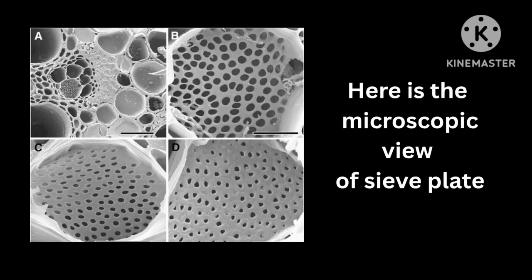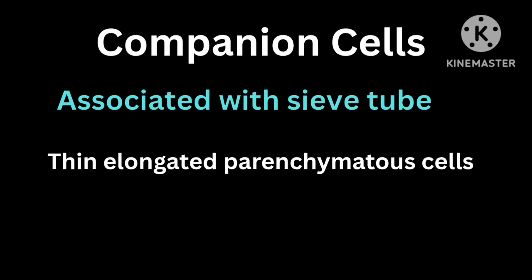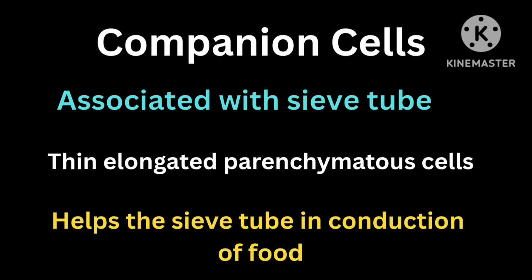Here is a picture of a microscopic view of the sieve plate. You can see the pores through which food material passes. Now comes the companion cell. Companion cells are associated with sieve tubes. These are elongated, thin-walled parenchymatous cells. The adjacent companion cells help sieve tubes in the conduction of food.